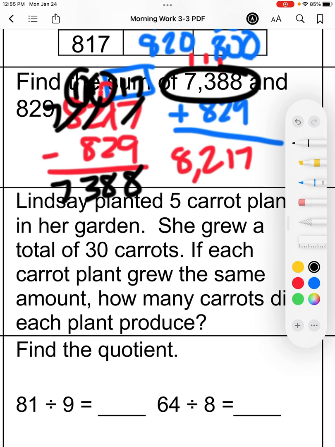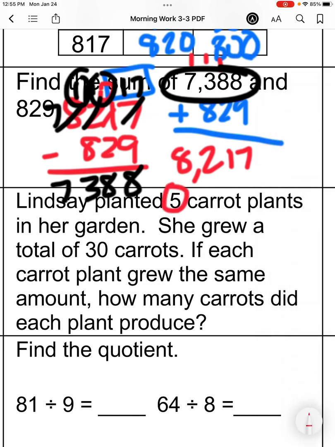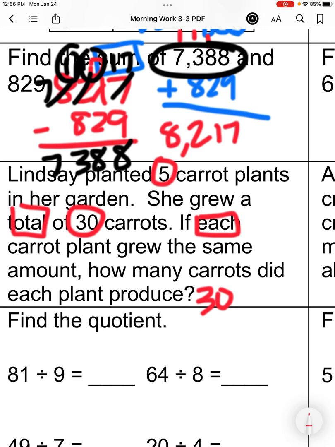Lindsay planted 5 carrot plants in her garden. She grew a total of 30 carrots, so we know our total. If each carrot plant grew the same amount, how many carrots does each plant produce? So we're going to do 30, so we already have our total, but we have each, divided by 5 equals 6, because we know that 6 times 5 equals 30.